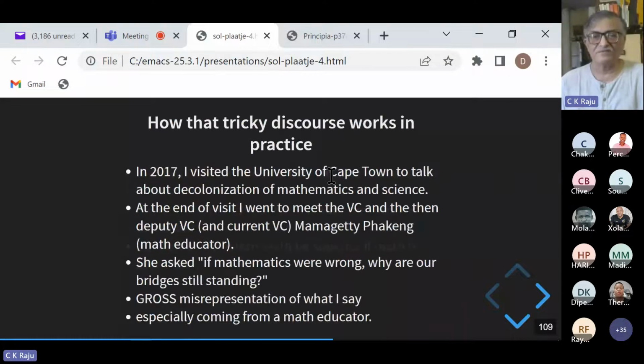So how it works in practice is that when I visited Cape Town University, I visited the Deputy Vice Chancellor, and she's now the Vice Chancellor. She asked me this question: mathematics is wrong, why are bridges still standing? It's a gross misrepresentation of what I say. I'm saying normal math works. And Incas were building bridges from long before formal math. Arabs were building bridges. Adelaide of Bath went to study how they were building bridges during the Crusades. He was a crusading spy. And so this coming from a mathematics educator is totally unacceptable.